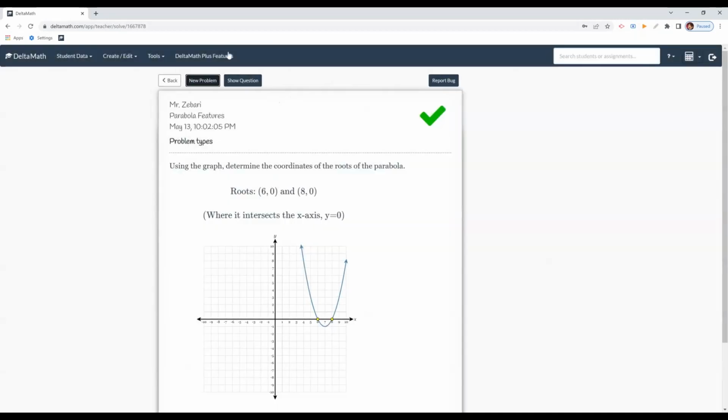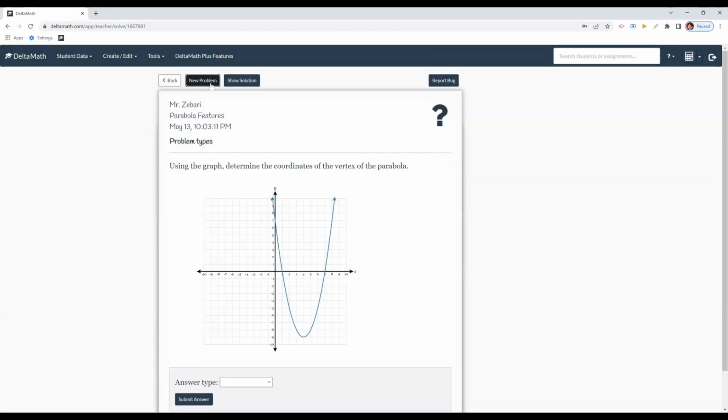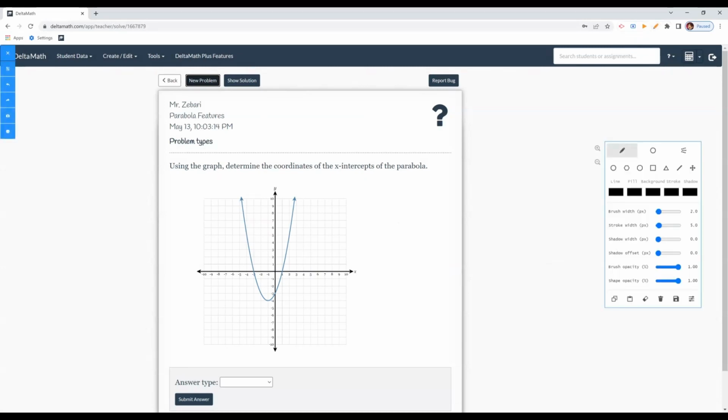Alrighty, let's go to X-Intercept now. Okay, using this graph, determine the coordinates of the X-intercepts of the parabola. So the X-intercept is basically the same thing as root, but it's worded differently. If we were to find the X-intercepts of the parabola, we just need to find where the parabola intersects the x-axis, or in other words, when y is equal to 0. So we're basically doing the same thing with roots, but it just says x-intercepts.